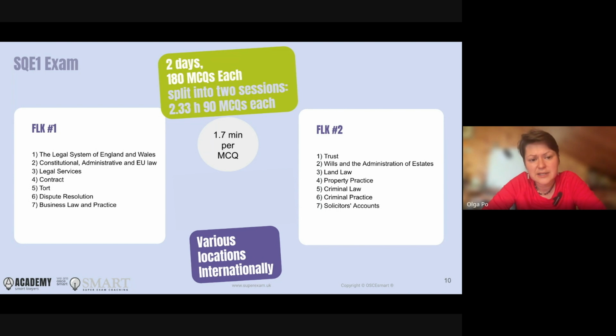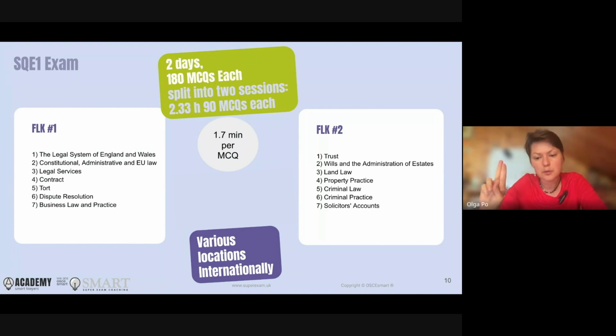So the assessment is for 2 days, and you must take both FLKs one after another. You may have a break. It depends what kind of assessments you are going to book. And I would suggest to have a break, because sometimes it may be 1 week time. So it brings you extra possibility to revise and to make a focused revision.